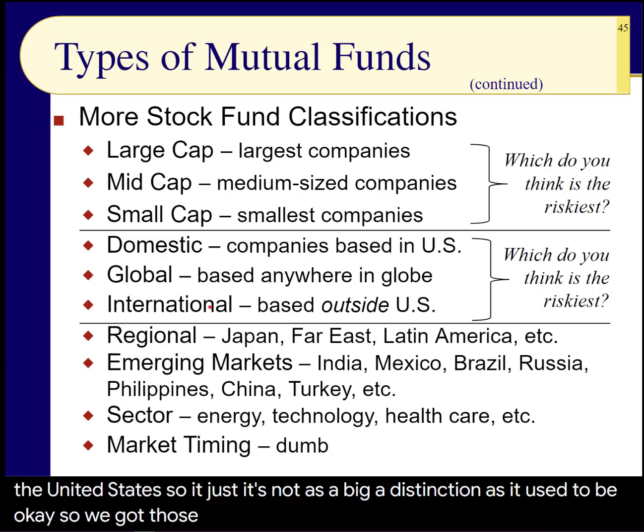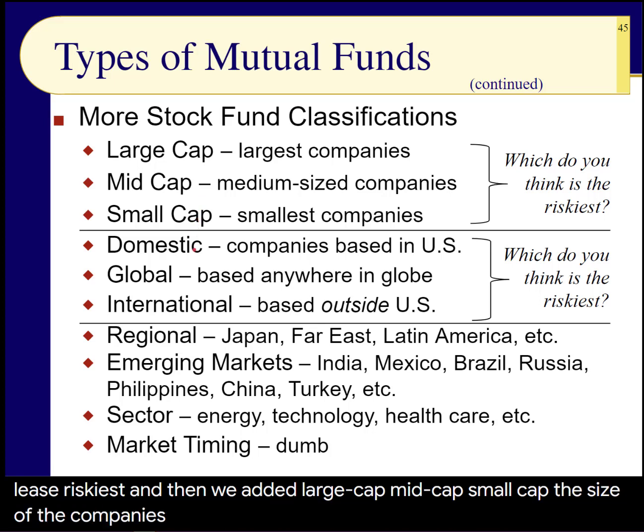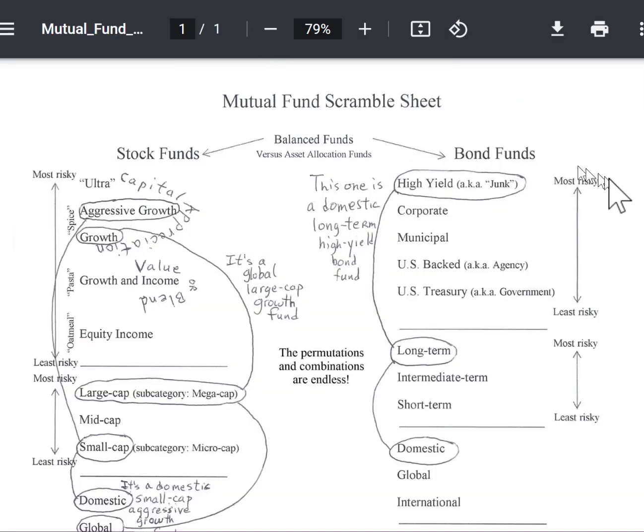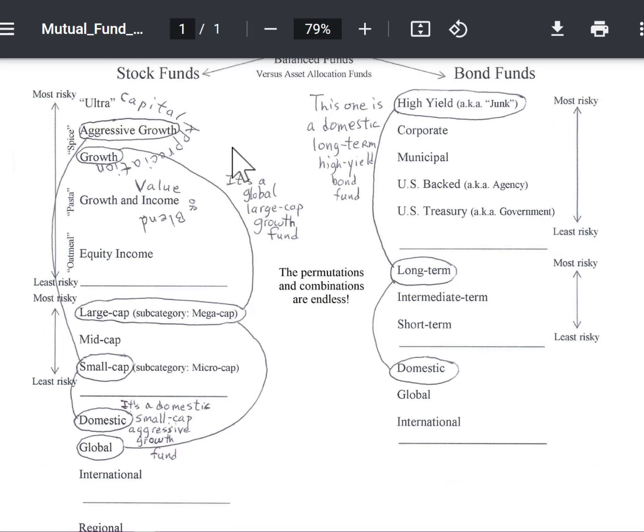Okay, so we got those categories. We started with the riskiest to the least riskiest, and then we added large cap, mid cap, small cap, the size of the companies, and then we added where they're based. And so what has happened, if we take a look at the mutual fund scramble sheet, is it's become a combination and permutation problem. Pick one from column A and one from column B and one from column C. And so now what do we have? We have a domestic small cap aggressive growth fund, or we have a global large cap growth fund.